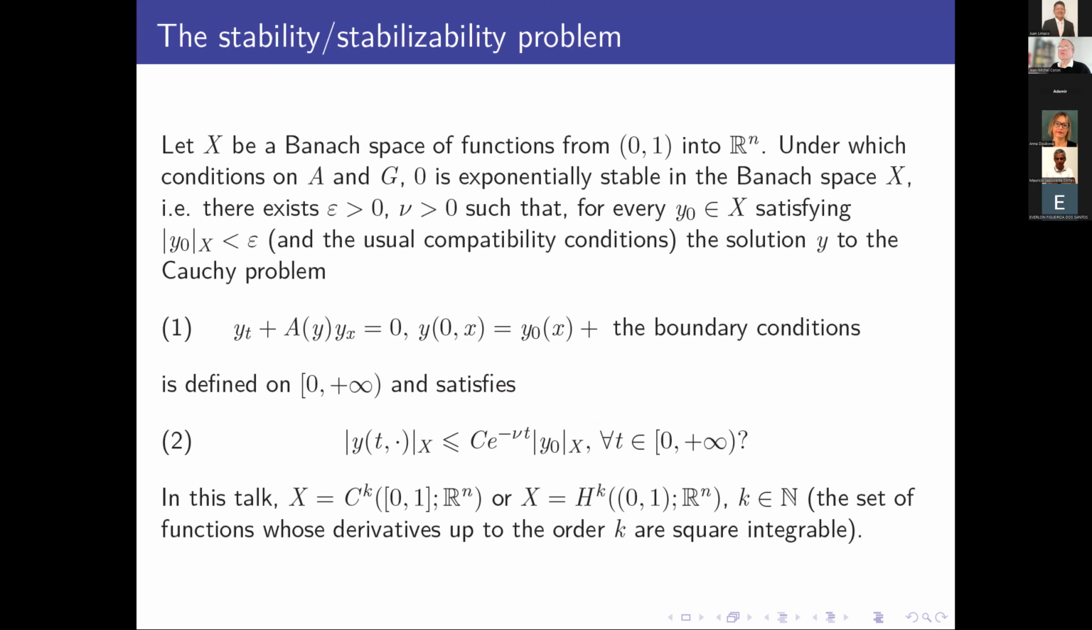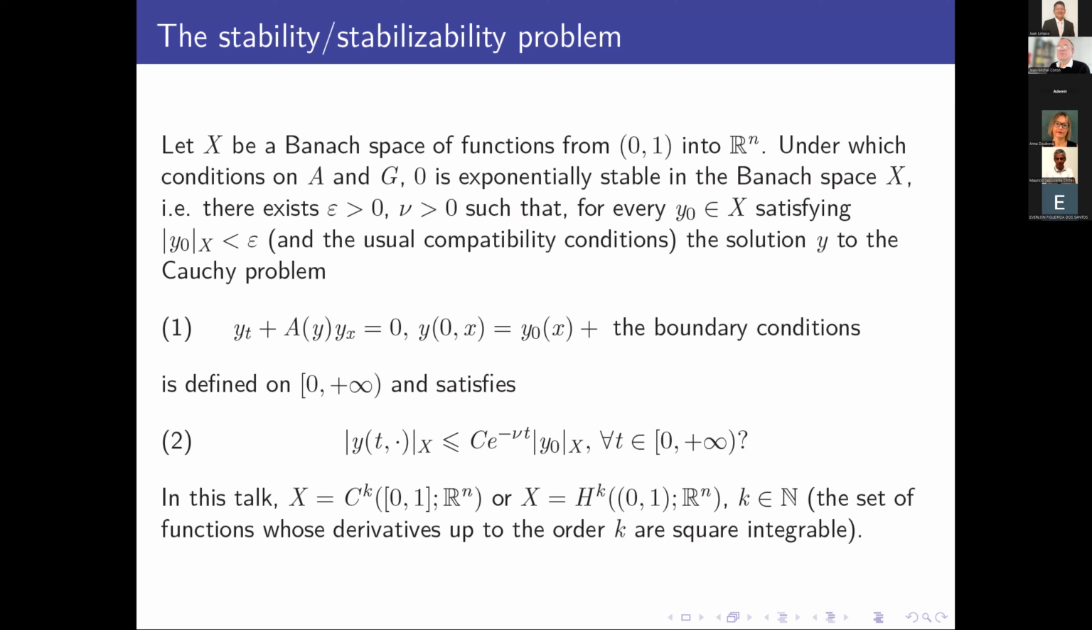So what do we mean by exponential stability locally? You have some Banach space in which the Cauchy problem is well posed. So you have y_t plus A of y y_x equal to 0, the initial data, plus the boundary condition. And you require, as property 2, that the norm of y at time t is less than C times exponential of minus nu t times the norm of the initial data, at least, because this is a local result, if the norm of y0 is small enough.